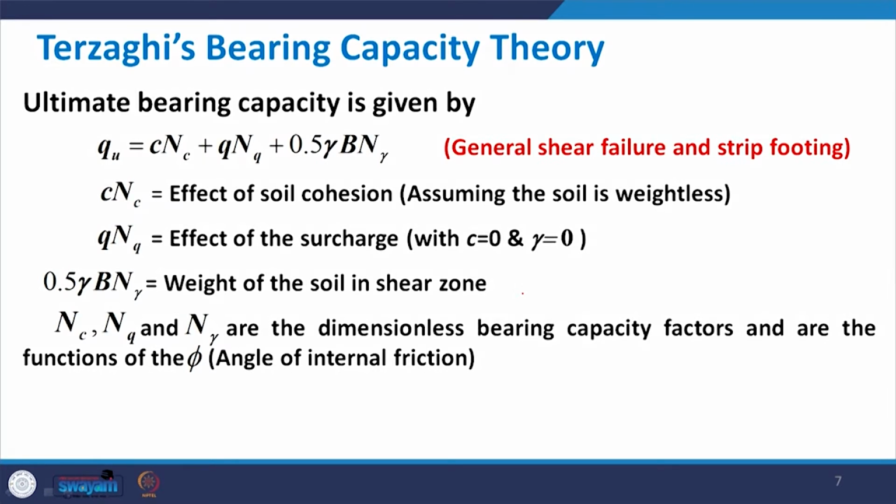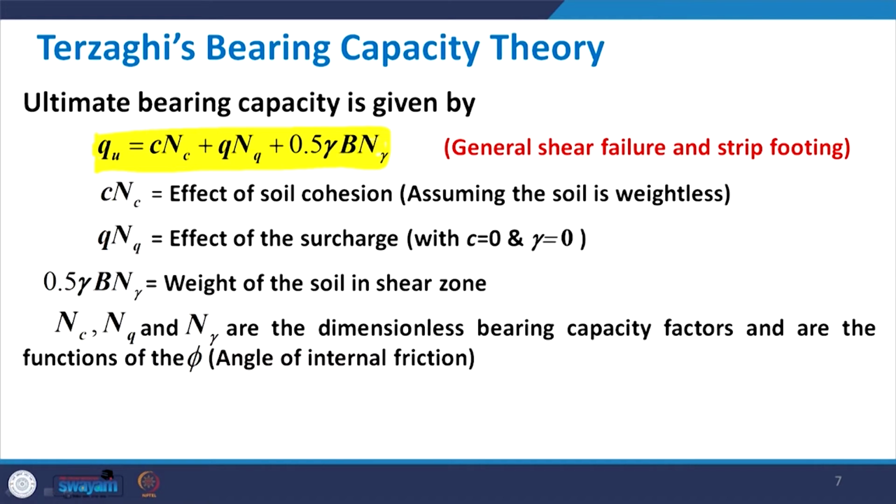Most important in Terzaghi's theory is the ultimate bearing capacity for a general shear failure of a strip footing, which is given by this relation. It is the most important relationship to find the bearing capacity of soils, and this equation is for both c and phi soils. That means it is a mixture of cohesion c as well as angle of internal friction.